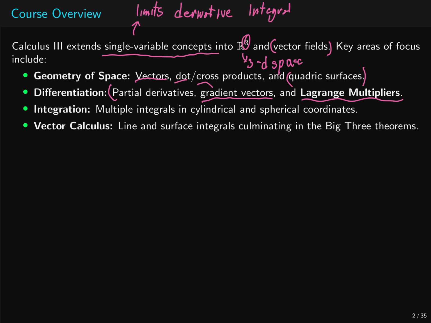So partial derivatives is, of course, differentiating in 3D. And Lagrange multipliers are essentially optimization from single variable calculus brought into 3D calculus. And then in terms of integration, we're going to talk about multiple integrals. That is finding the integral of a function over x, y, and z.